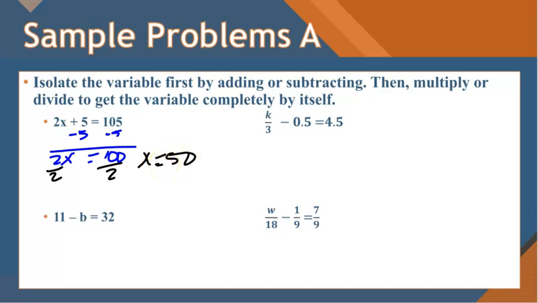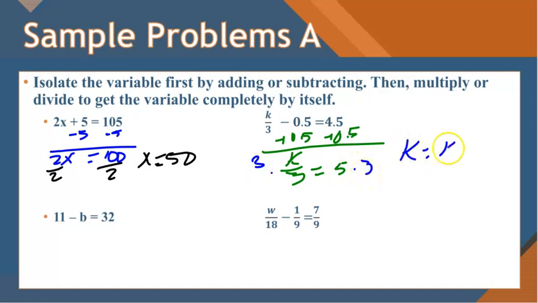Next here, I need to get k divided by 3 by itself. So I add 0.5 to both sides. And now I'm left with k divided by 3 equals 5. The opposite of dividing by 3 is multiplying by 3, so I multiply both sides by 3, and k is going to equal 15.